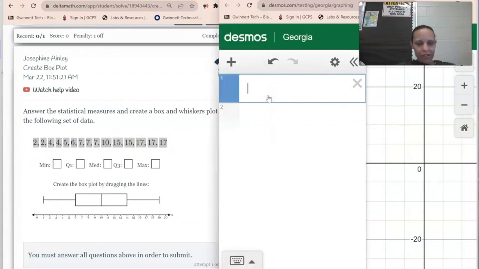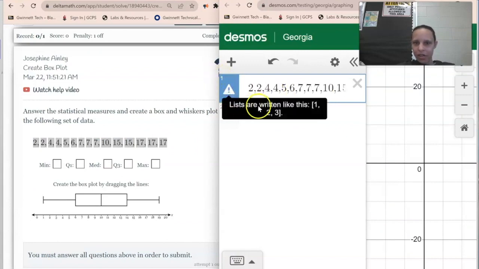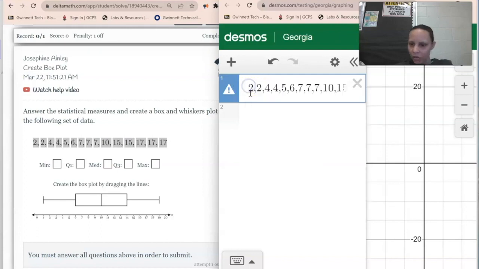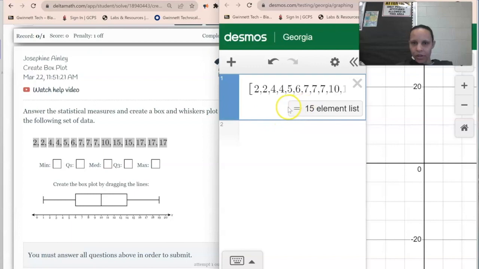And how do I put in, because if I just paste it, oh, wait, something's up because it's giving me an error. Lists are written like this. Oh, so you mean it has to have a bracket. So let's go ahead and put a closed bracket. Boom. Oh, look at that. All right, so there are 15 elements. I'm just going to make sure I copied all of them. 1, 2, 3, 4, 5, 6, 7, 8, 9, 10, 11, 12, 13, 14, 15.